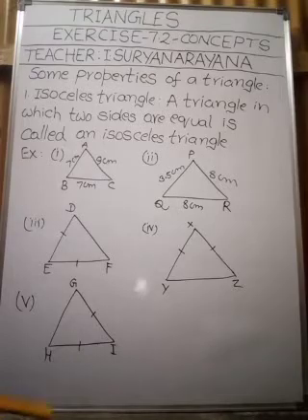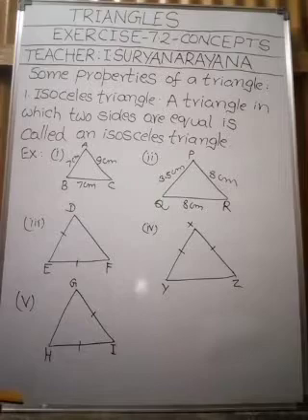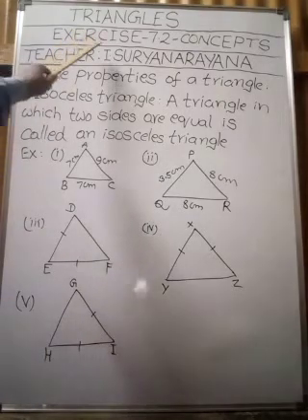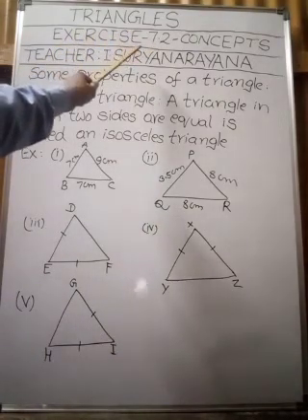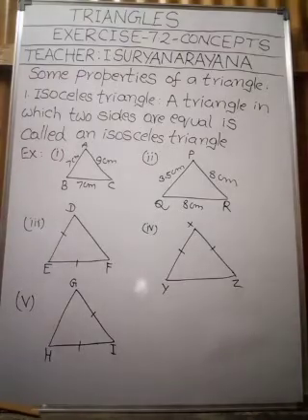I hope you have learned and understood well the exercise 7.1 concepts as well as the sums in exercise 7.1. Okay, my children. Now come to the concepts of exercise 7.2. Are you ready to listen to the class? Right. In the previous exercise, we have studied two criteria, two rules of congruence of triangles.